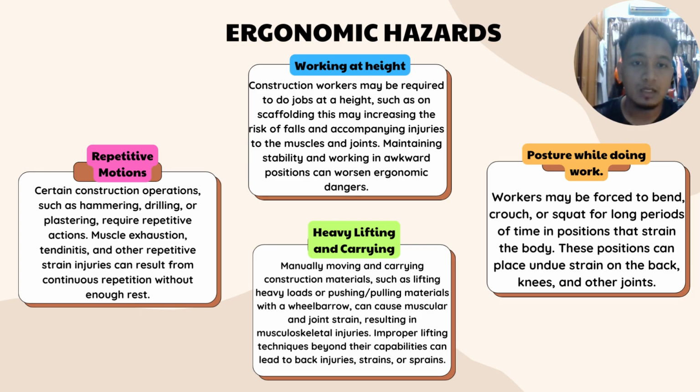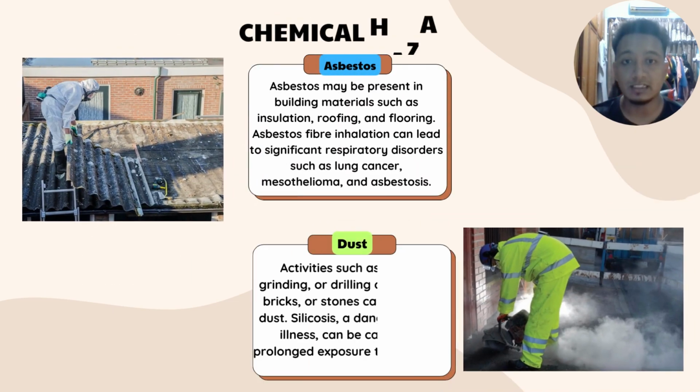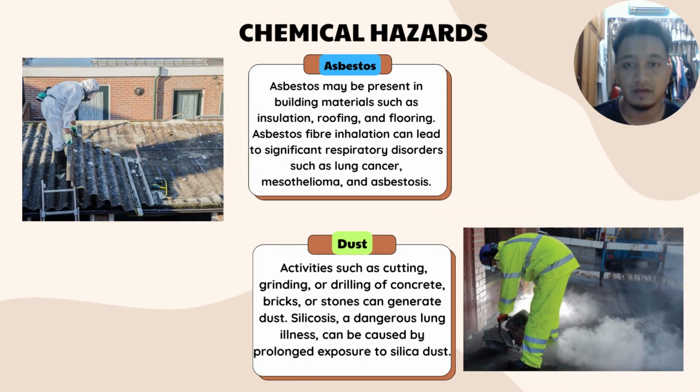And for the last one is posture while doing work. Workers may be forced to bend, crouch, or squat for long periods of time in positions that strain the body. This position can place undue strain on the back, knees, and the other joints. So for the last one is chemical hazard. We have two, that is asbestos and dust.